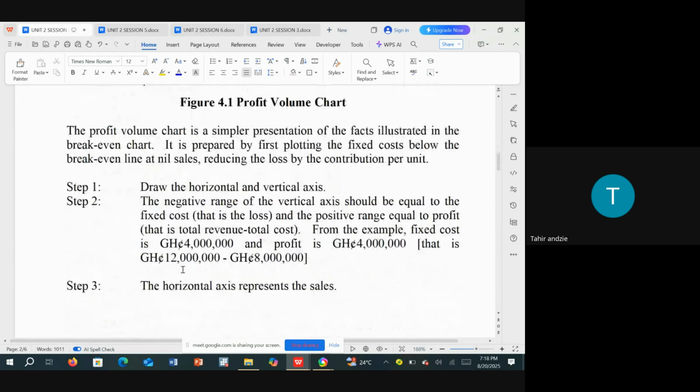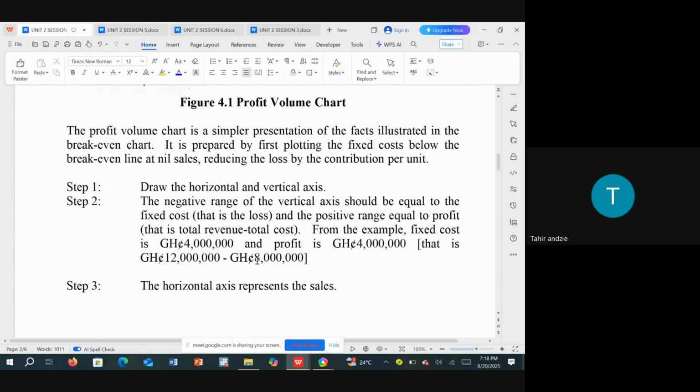Then step 2 here. In this question, we are saying that from the example we are talking about, fixed cost is 4 million and the profit is 4 million. That is total sales revenue of 12 million minus total cost. Now let's see what the total cost is. 8,000? The total cost was more than 8,000. It was 10,000. Total cost was 10,000.